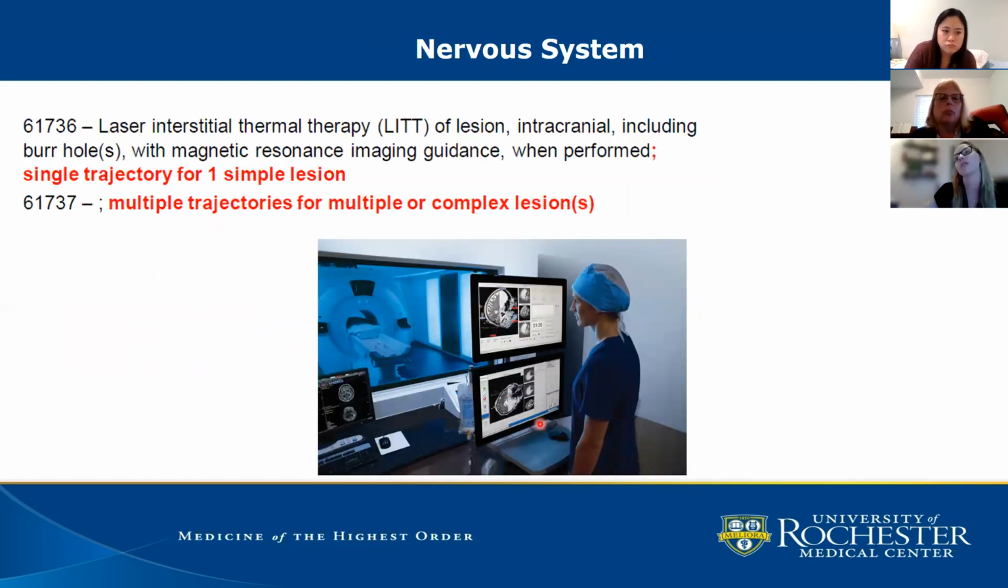So our first new code for the nervous system is actually a technique, and it's known as Visualase. So you may see that listed in some of your medical documentation. And it's laser interstitial thermal therapy. And so what we can do with this procedure is that the providers can do a single trajectory for one simple lesion, or they can do multiple trajectories if the patient has multiple or a very complex lesion. And so it's really helping them with the treatment of those lesions.